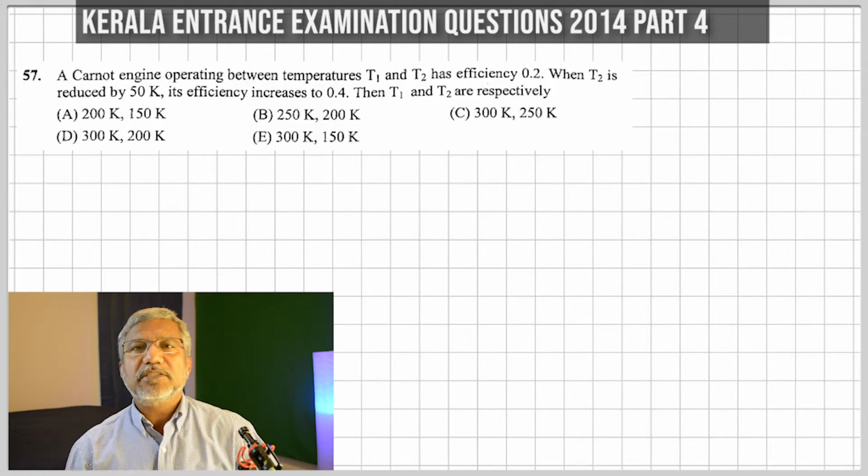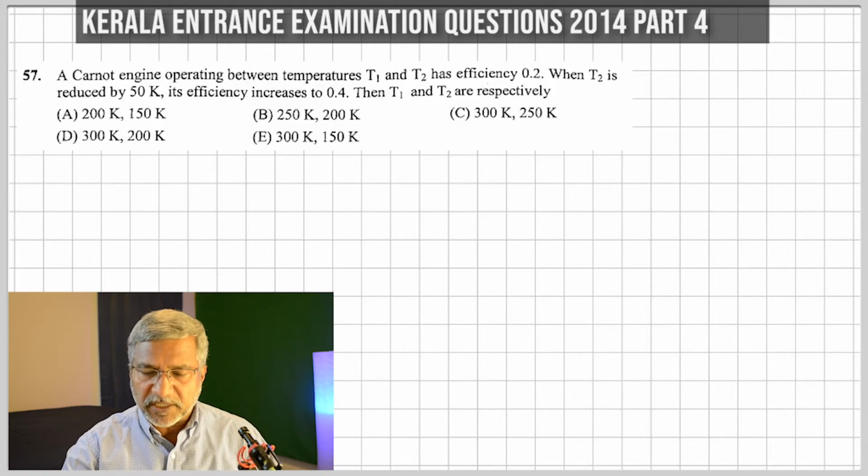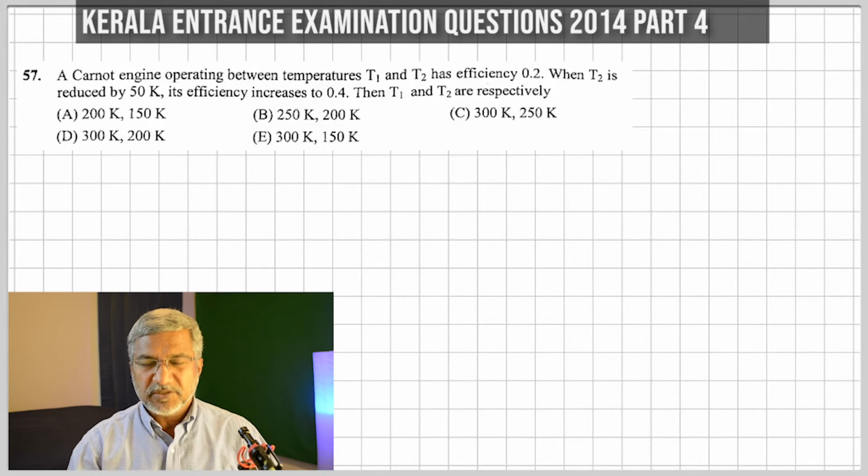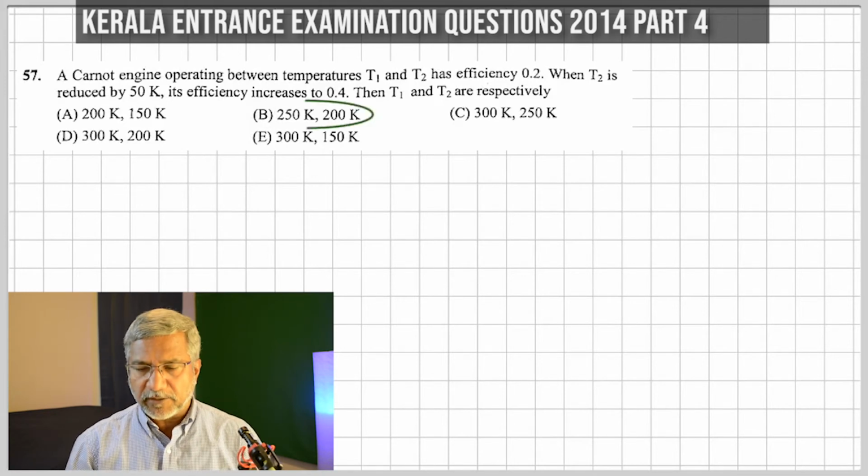Okay, what is T1 and T2? T1 and T2 are respectively what? We got to find that. It's distracted a little bit. Sorry for that. So you have two sets of equations now.